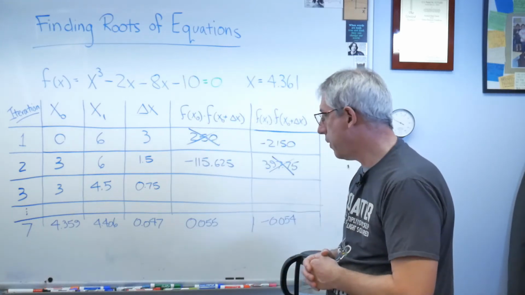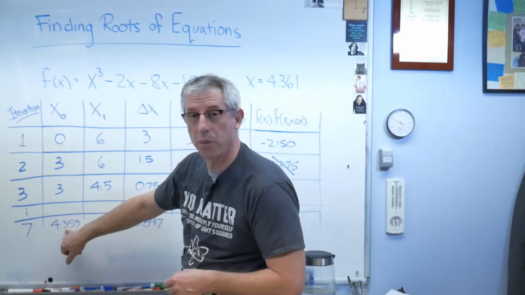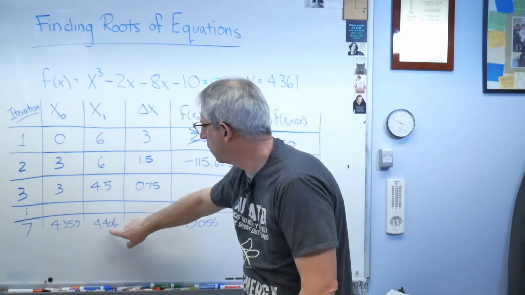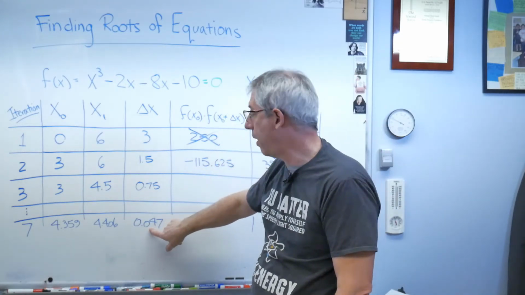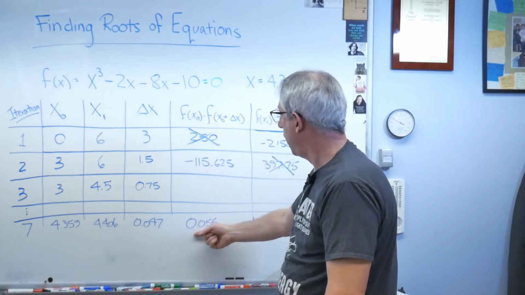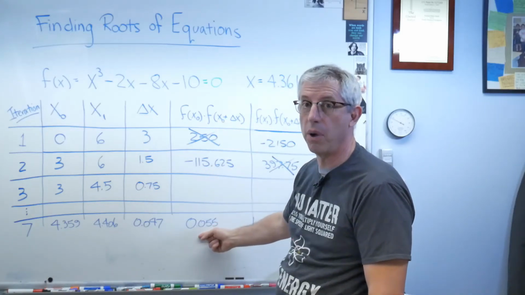Okay, so here we go. Skipped a bunch of steps, and I'm now at x0 is 4.359. Well, is that pretty close to that? That's really close to that. 4.406, also really close to that. Look how tiny that delta x is now, right? Very small. f of x0 times f of x0 plus delta x, small number, positive.